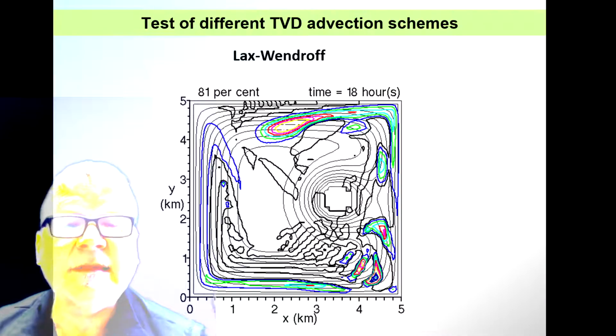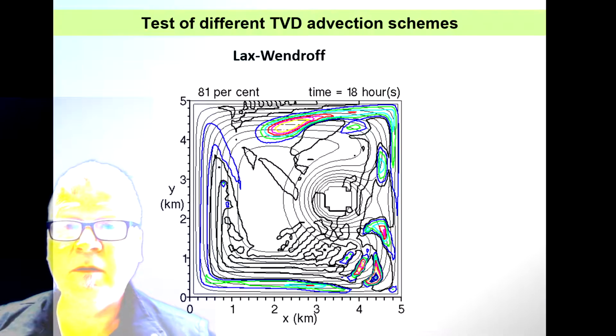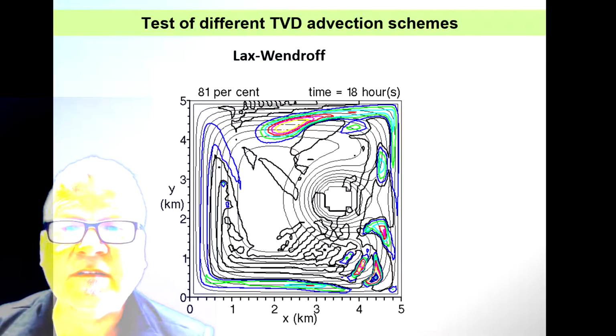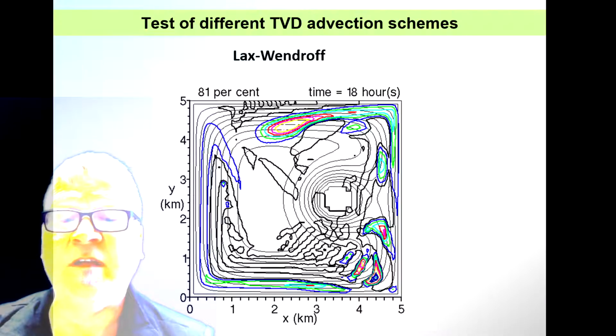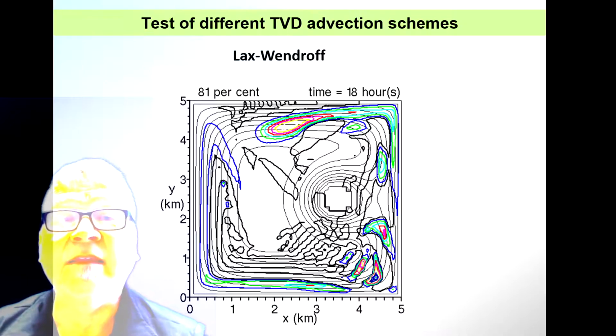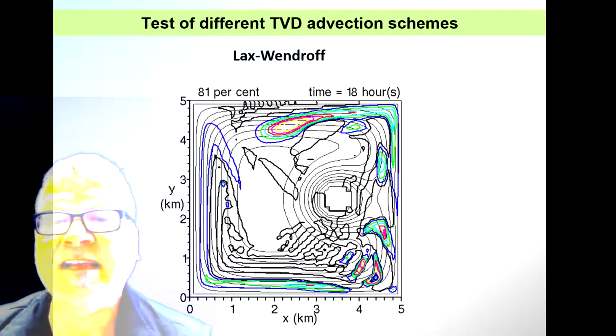And you see the artificial waves, the original steady state circulation field has no waves or whatsoever. It's a very smooth field, and this one is only created through the numerical implementation of the Lax-Wendroff.